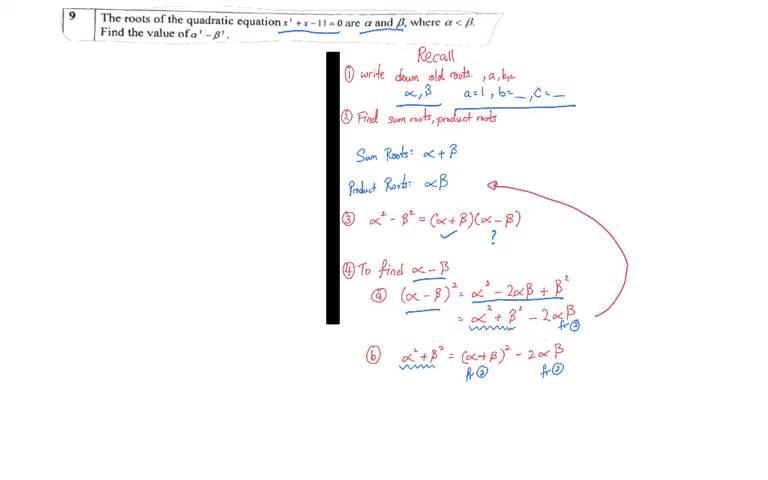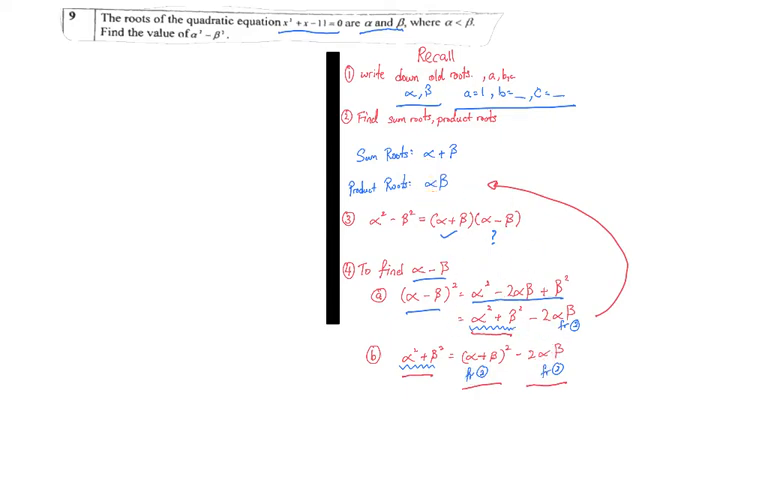Now, what about alpha square plus beta square? Very good. We know that alpha square plus beta square is actually alpha plus beta whole thing square minus 2 alpha beta. Now we have done this in class, and how do I get this alpha plus beta? Again, I can get it from the sum of roots. And how do I get this? Again, I can get it from the product of roots.